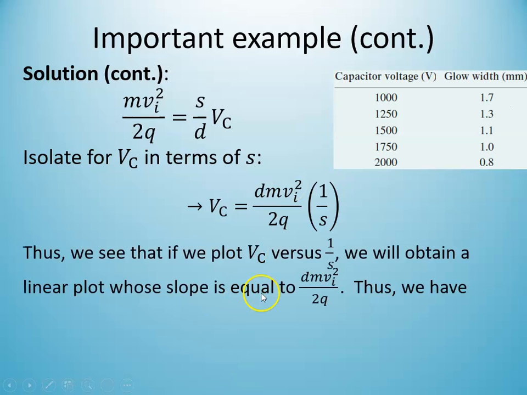So, since the slope is equal to this, solving for the initial velocity in terms of slope: slope equals this expression, so multiply both sides by 2q, and divide both sides by d times m.